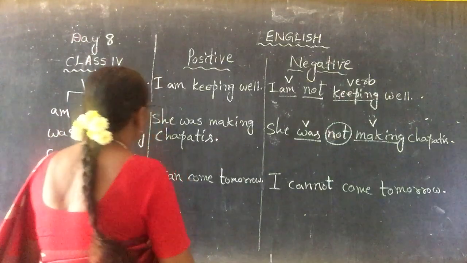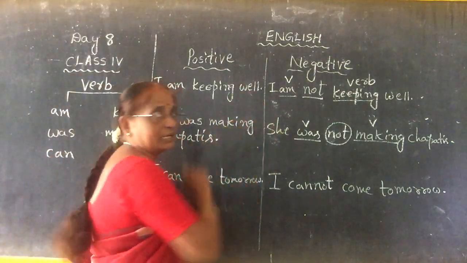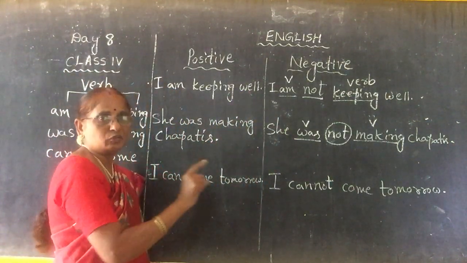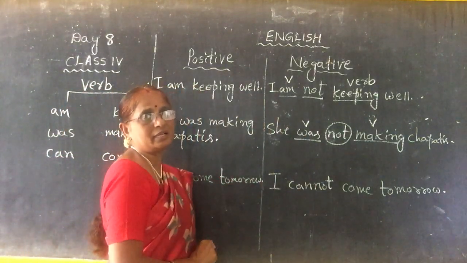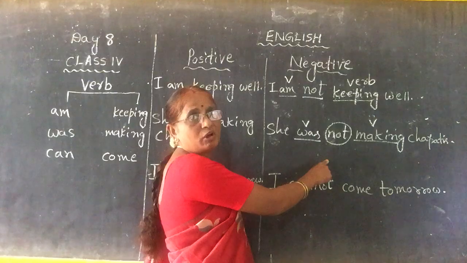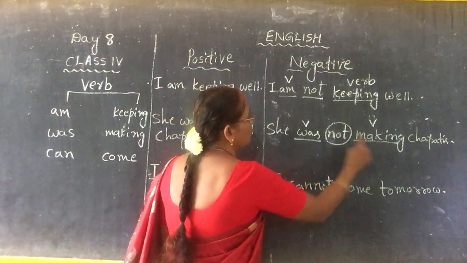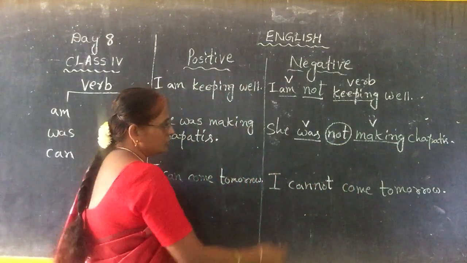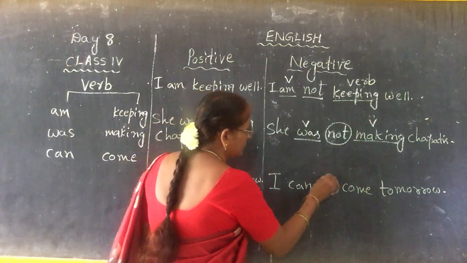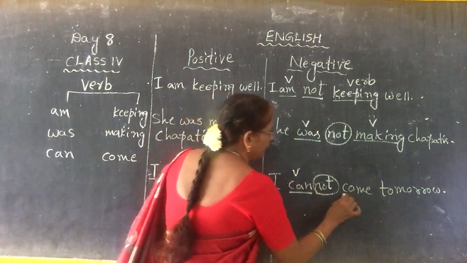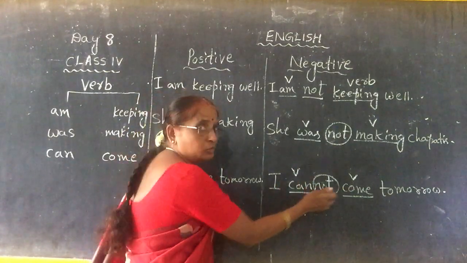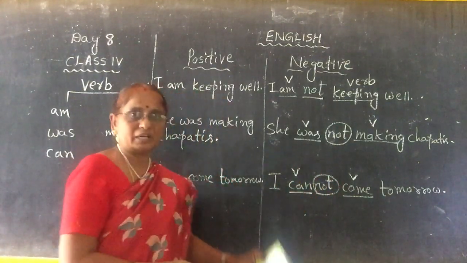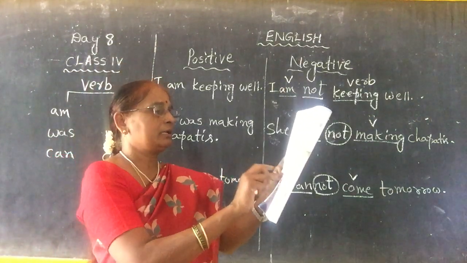Okay? See here. In negative sentences, when we are changing positive sentences into negative sentences, the negative form not must be written between the two parts of the verb. Here also see, not is there, no? Between the two parts, can and come. That is the difference.